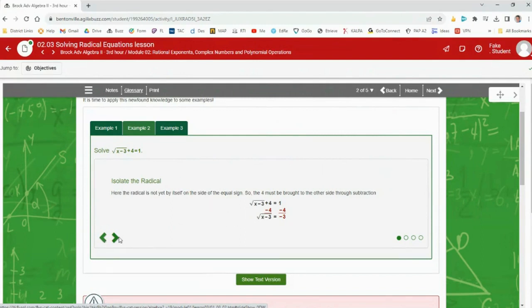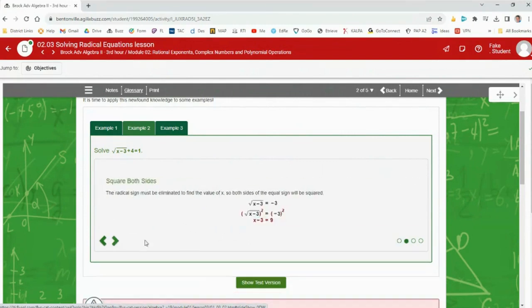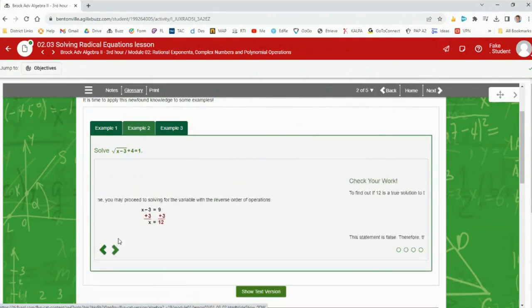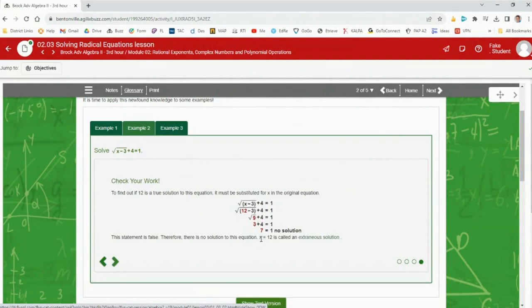So they're working it just like we worked it. So they subtract 4 from both sides. They squared both sides then. X minus 3 is 9. And they got x equals 12. Then when they checked it, is 12 a solution? No, there's no solution. This is an extraneous solution. We can solve and get this number, but when we check it, it doesn't work.